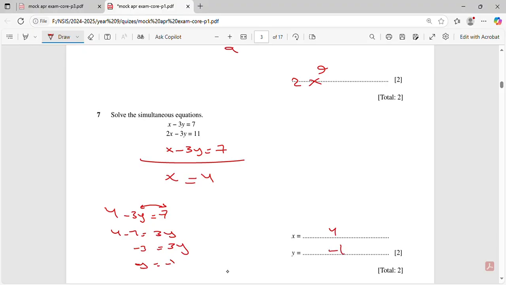And as I told you before, if you want to check your answer, you will try, for example, the second equation. Put x as 4, put y as -1. If the answer is 11, then your answer is correct.